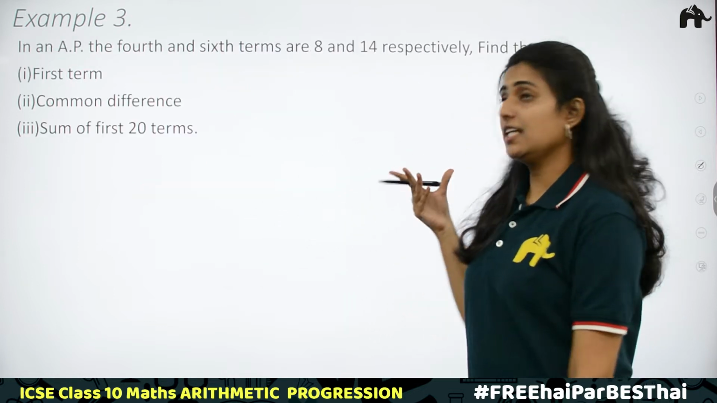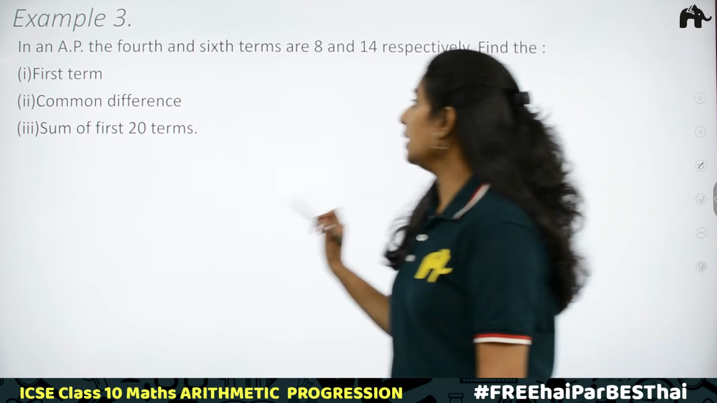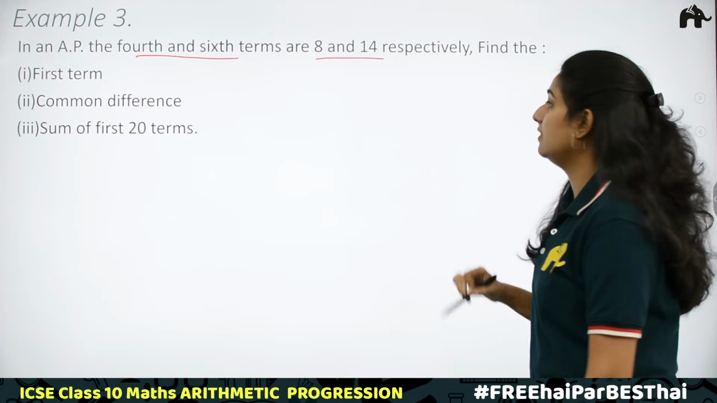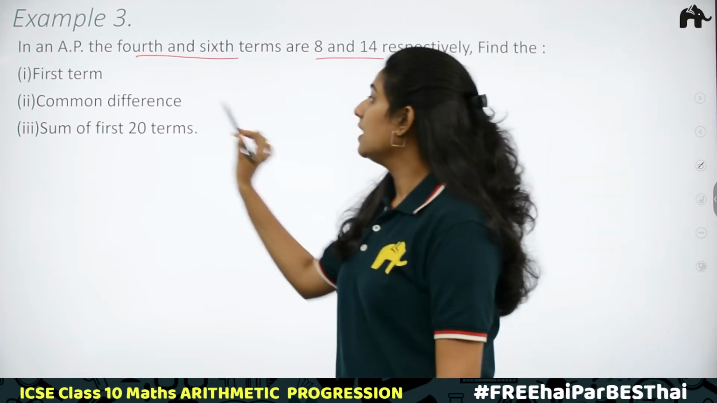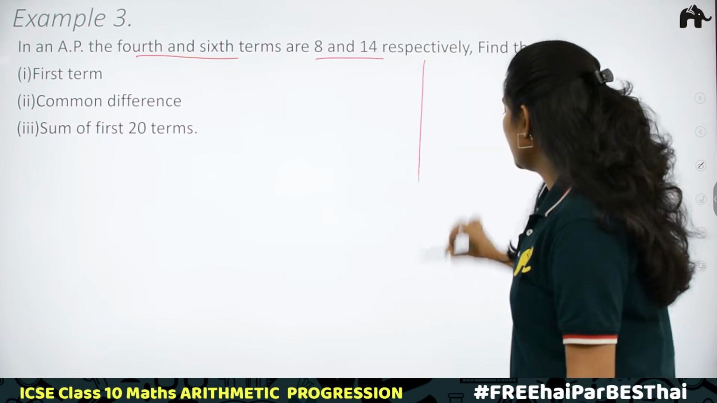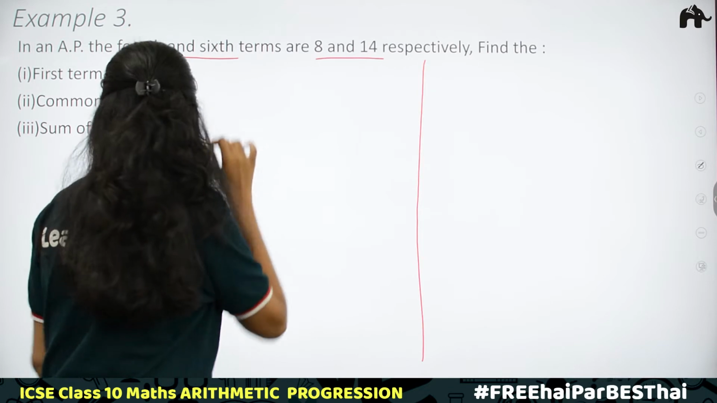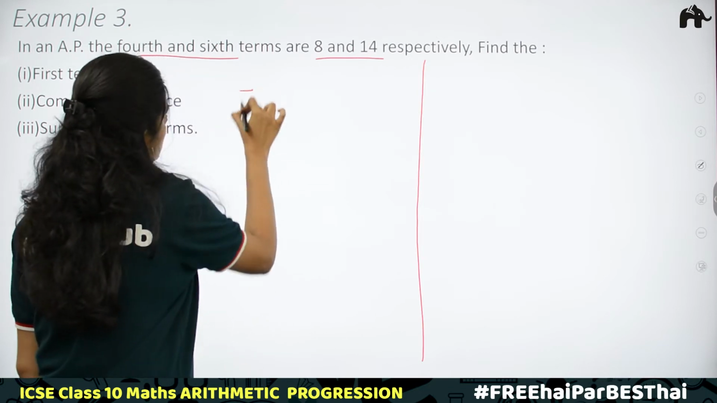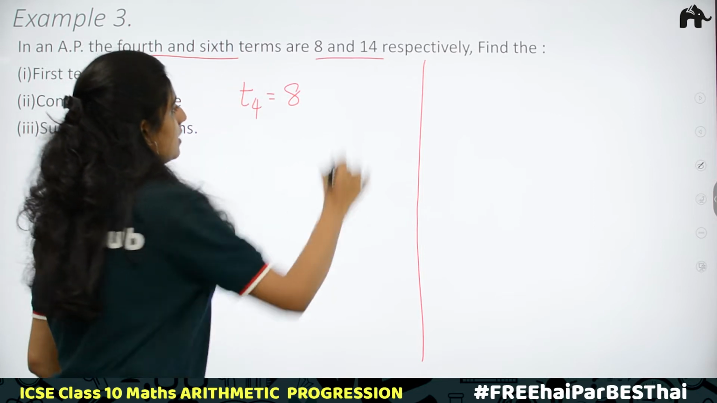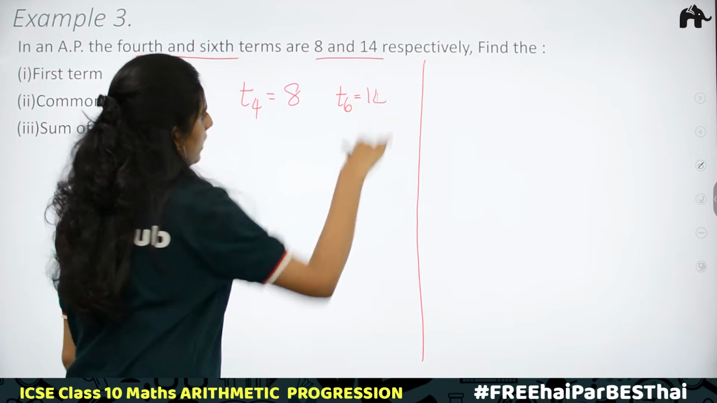Next, example 3. This is a question that came for ICSE Board Exam 2019. In an AP, the 4th and 6th terms are 8 and 14 respectively. Find the first term, common difference and sum of first 20 terms. First, we need to find the first term. Given that the 4th term, which means T4, is equal to 8, and the 6th term, T6, is equal to 14.